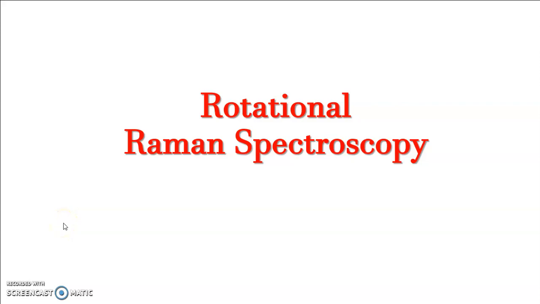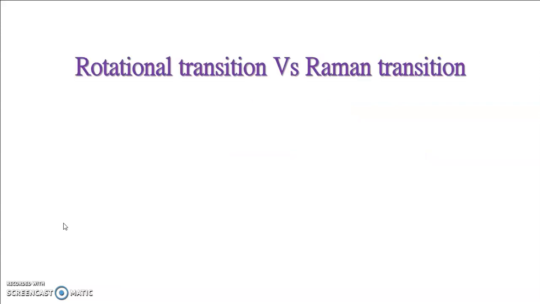Hello everyone. In the last lecture, we discussed the quantum theory of Raman effect, and we saw that the Raman transitions take place through a virtual state. Thus, the mechanism of Raman transition is different from that of a spectroscopic transition. For a rotational transition, we have an initial state and a final state, and there will be a transition from the initial to the final state. The probability of this transition is proportional to the absorption process.